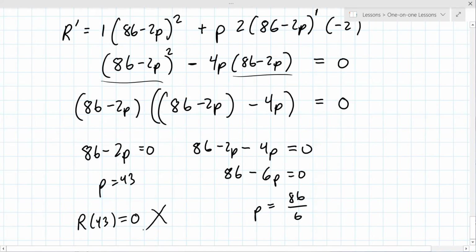Now you're supposed to do a second derivative test, but you've done enough here, and usually the instructor is okay with this. This is the price where the maximum occurs. Just punch that into the calculator and see what we get. That's 14.33. Okay. We can move on to number 5.